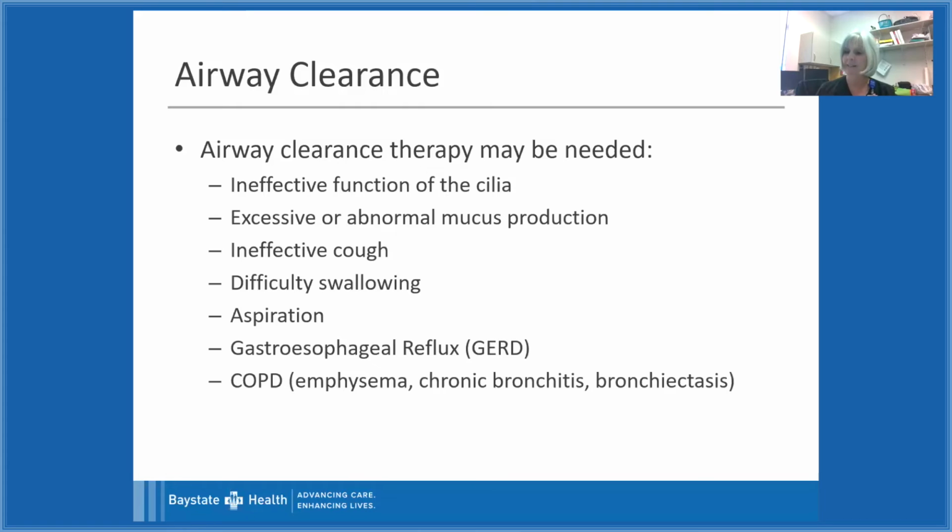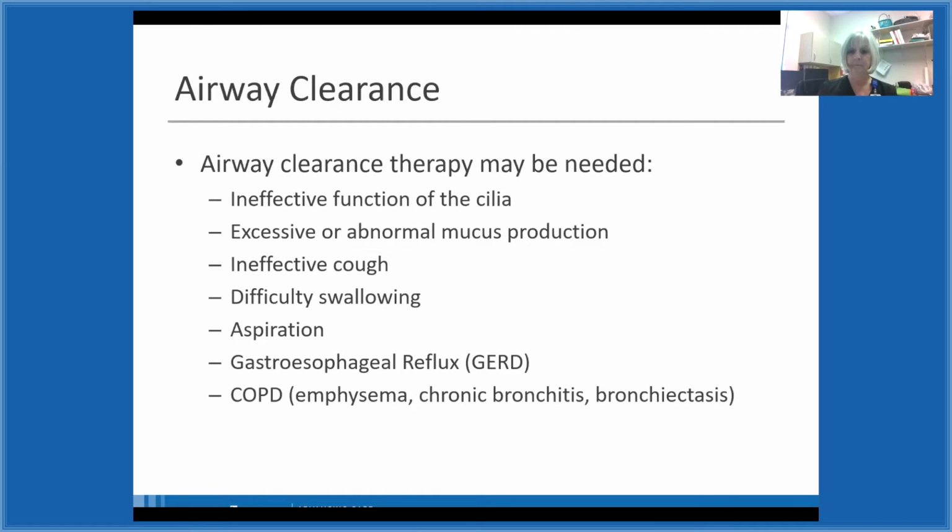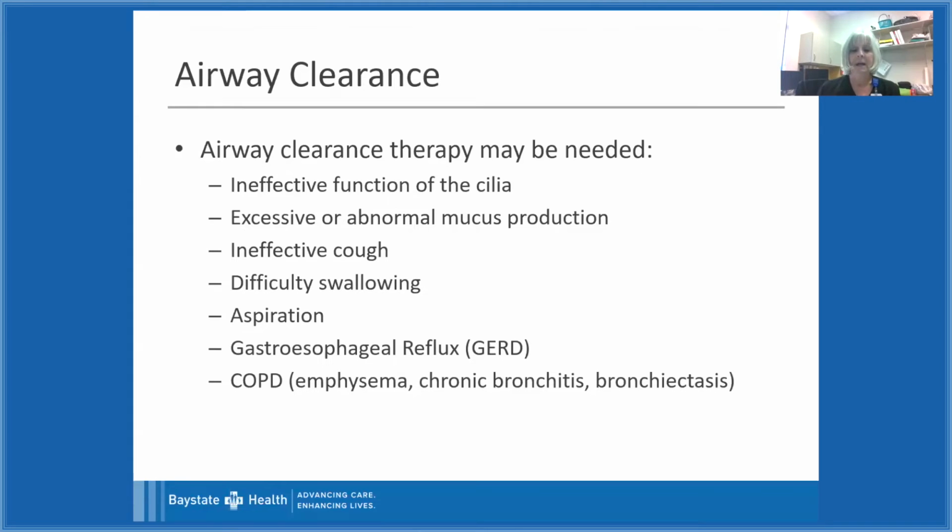We can develop an ineffective cough because the strength of the airways, the strength of the cough can be decreased. You have difficulty swallowing. Sometimes aspiration can cause a problem. So aspiration is when you inhale food or fluid into your lungs, or it just leaks into your lungs from having acid reflux. And again, we definitely need airway clearance with bronchiectasis. Sometimes people with emphysema and chronic bronchitis will benefit from it also.